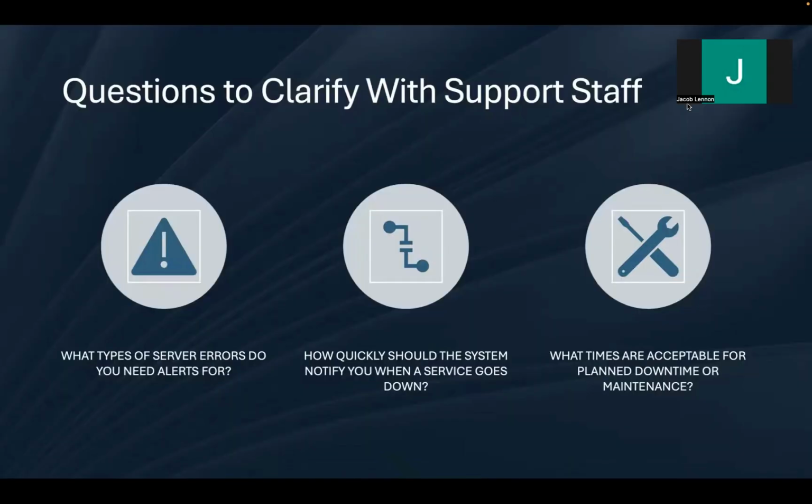If I could ask the cloud team a few questions to help improve the system, I'd ask what errors they want to be alerted about instantly, how quickly do the alerts need to be sent when something goes wrong, and what times are best for planned maintenance or updates. These questions could help make sure the system lines up with how the cloud team actually wants things to work.